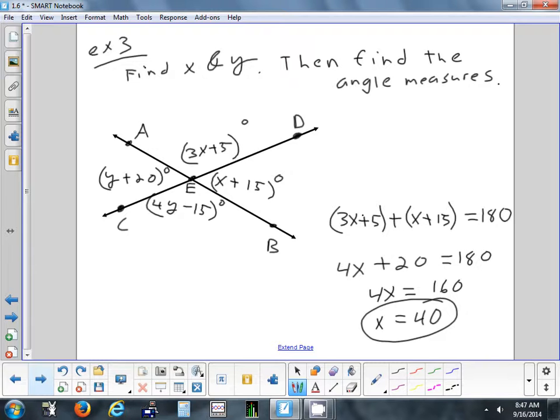Now that we have x, we have a few options on how we find y. We can do it the exact same way we just did x. That's one way. Does anybody see a different way to find y besides the way we just did? Yeah, go ahead, Connor. Couldn't you set both sides equal? Which angles? For adjacent. Okay, can you name them for me?